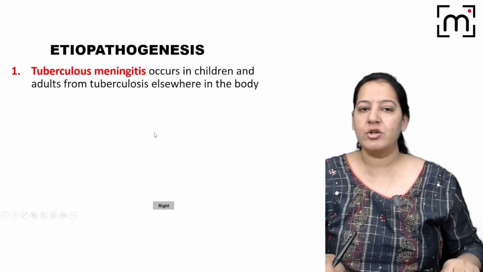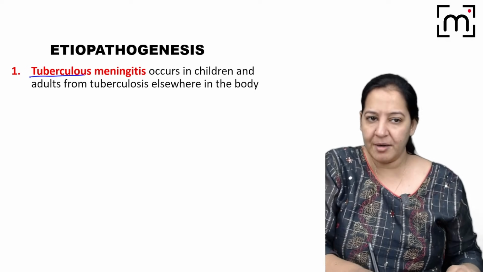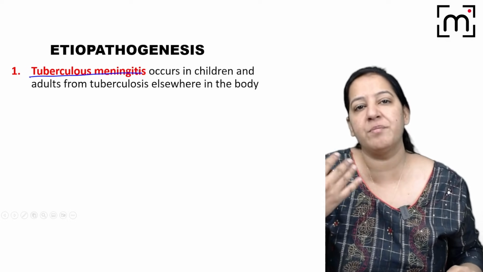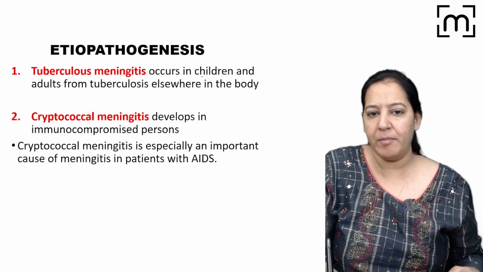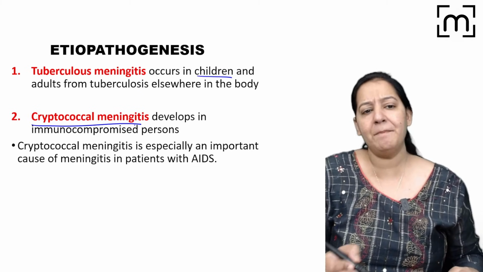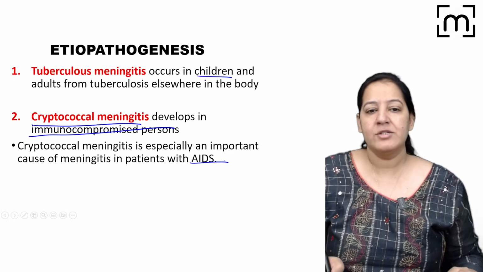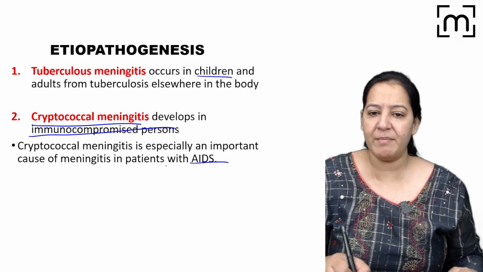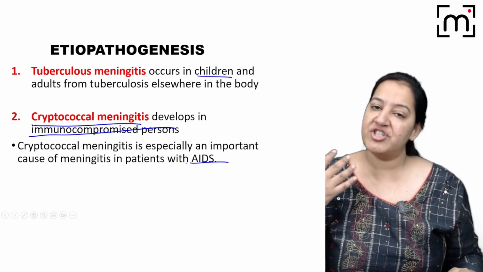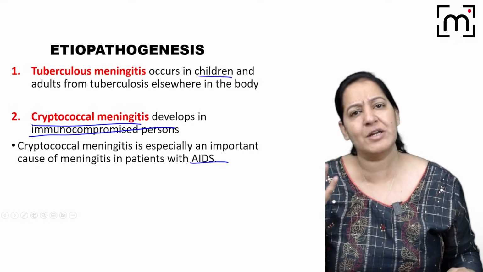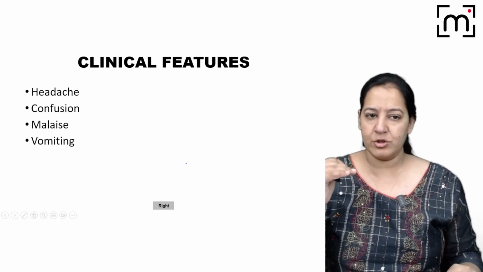So basically there are 2 types of meningitis. Tubercular meningitis caused by Mycobacterium tuberculosis. It is common in children, and cryptococcal meningitis. It is more common in immunocompromised persons such as AIDS. So cryptococcal meningitis is an important cause of meningitis in patients with AIDS, or patients on chemotherapy, or patients on steroid therapy, right? So these are the 2 causes.